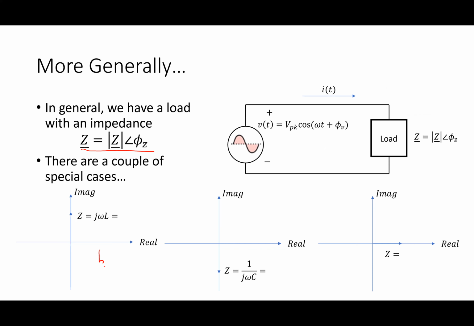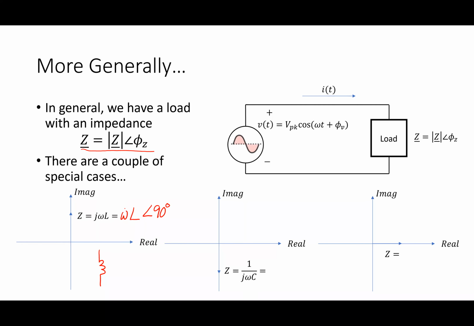Here's an inductor. So j omega L is our impedance, right? We've talked about that before. You guys know that, right? What's the angle and the magnitude of that guy? Magnitude is omega L and the angle is 90. So omega L angle 90. So I draw him as a phasor pointing up.